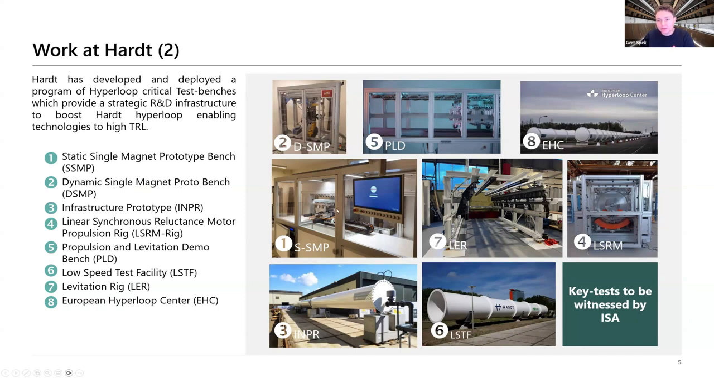Then another interesting one, which we finished in 2022, was the linear synchronous reluctance motor propulsion rig, which is in essence a wheel with a diameter of around 1 meter, which houses the track infrastructure which we used in the European Hyperloop Center to test also this motor system at higher speeds.